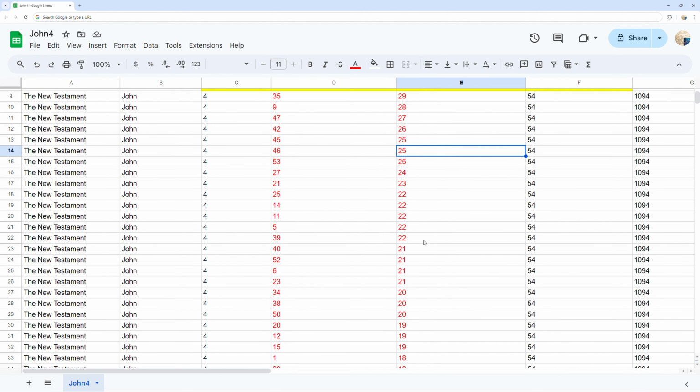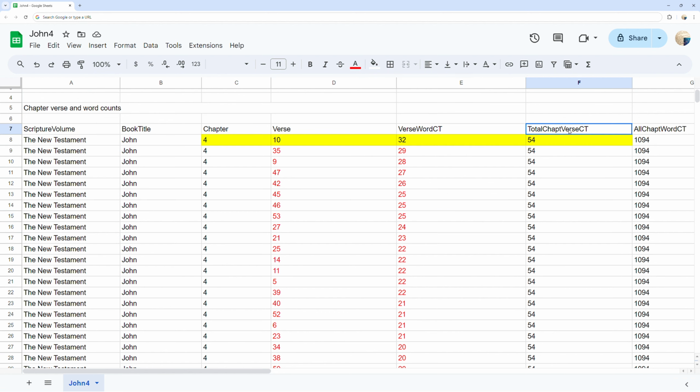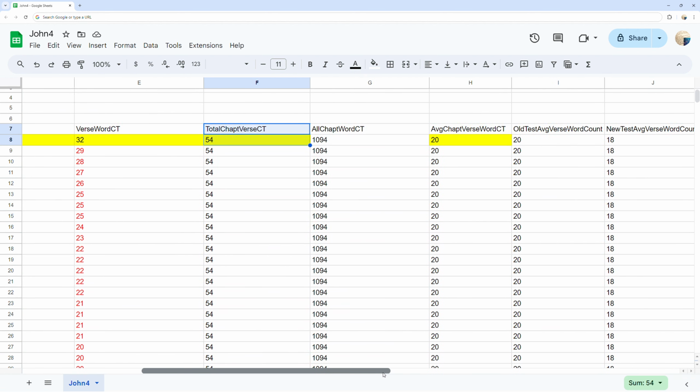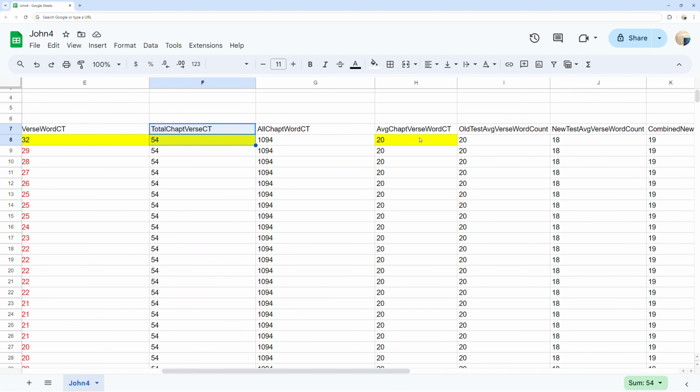You can see the John chapter 4 verse total count at 45 verses, the average word count of all John chapter 4 verses at 20 words per verse, as well as the average verse word counts for both the complete Old Testament, New Testament, and both combined to get a comparison of John chapter 4 word per verse count comparisons.